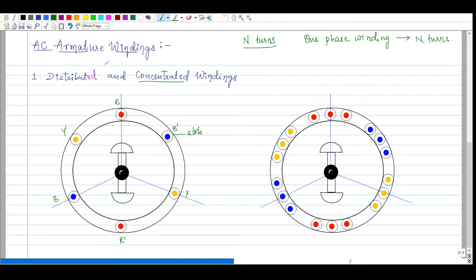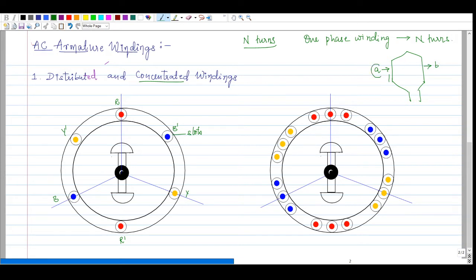Now when I say turns, each turn has two conductors. They are connected in this fashion. Each turn will have two conductors. The one which is placed at the left side, we call it the A conductor, and the one which is placed at the right side, we call it the B conductor.